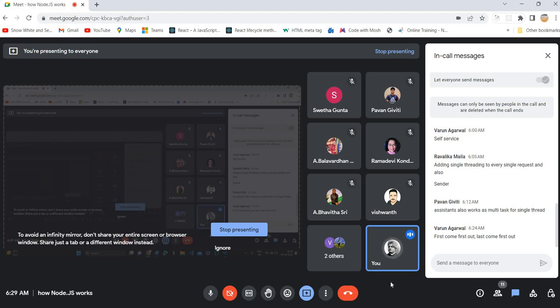Last lo vachinadiki first lo ticket listara? First lo vachinadiki first ticket listara? First in, first out. Yeah, if you go to the theater, if you go to anything, even in a restaurant.